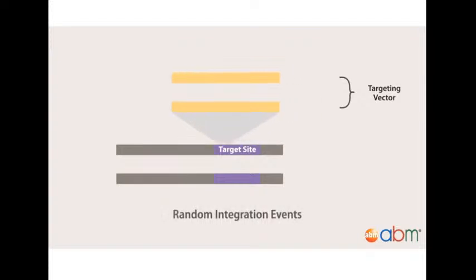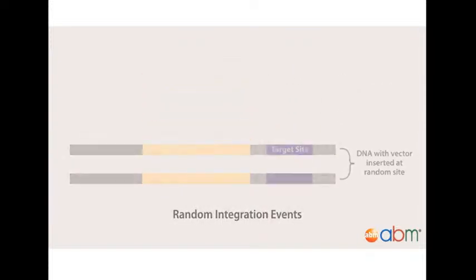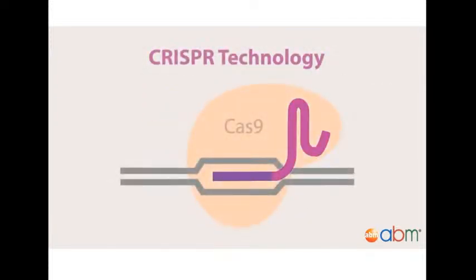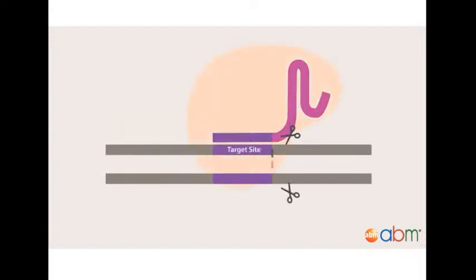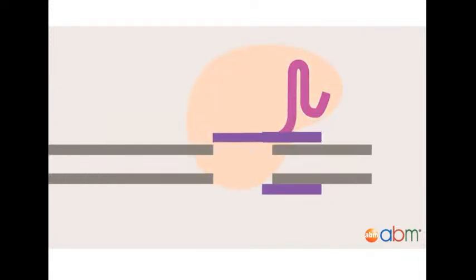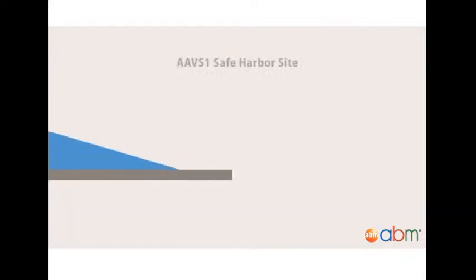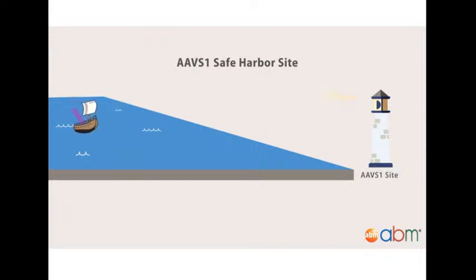In contrast to the random integration events by the lentiviral system, CRISPR utilizes a guide RNA that directs gene insertion with extraordinary specificity. In particular, the AAVS1 safe harbor site is often a preferred target site for gene knock-ins.